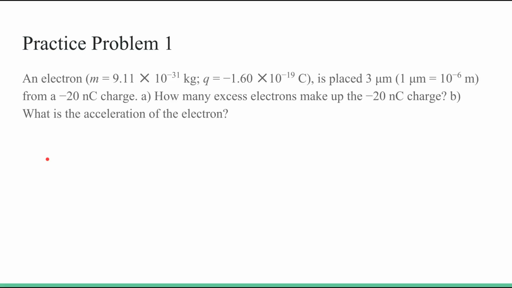So let's actually start a practice problem. An electron, and I'll give you the mass and the charge here again, is placed 3 micrometers, if you don't remember, micro anything is 10^-6, so a millionth of a meter, from a negative 20 nanocoulomb charge. Nano is a billionth, so 10^-9. So a negative 20 nanocoulomb charge. Part A: how many excess electrons make up the negative 20 nanocoulomb charge? Part B: what is the acceleration of the electron at that point?